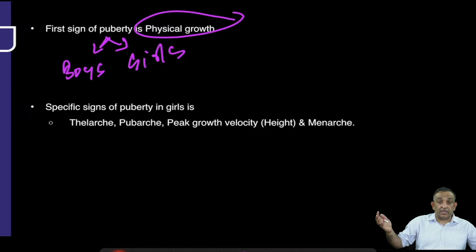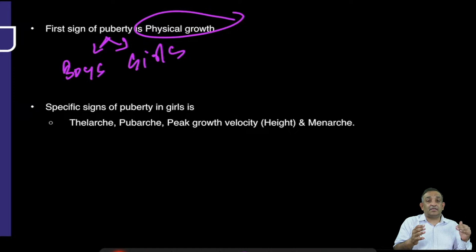Please read the question properly. What happens is that when the question comes, you tend to recall poorly when you see the choices. So that's why this confusion keeps happening. So please read the theory properly. Puberty happens to both boys and girls. And both boys and girls start growing physically when they get into puberty.